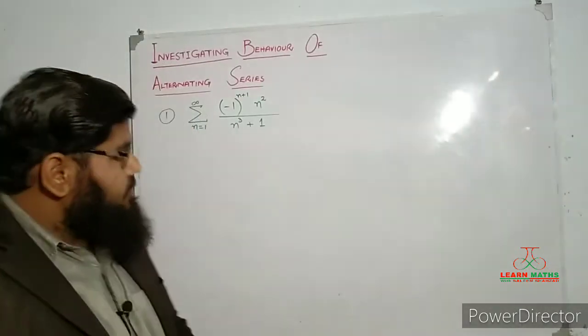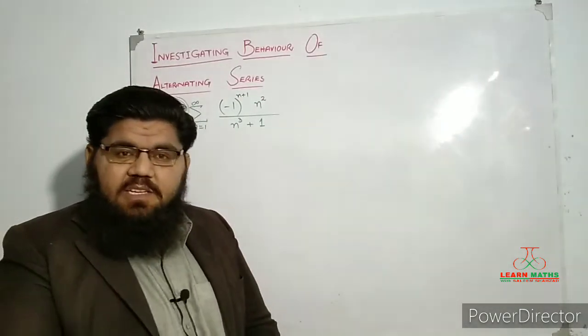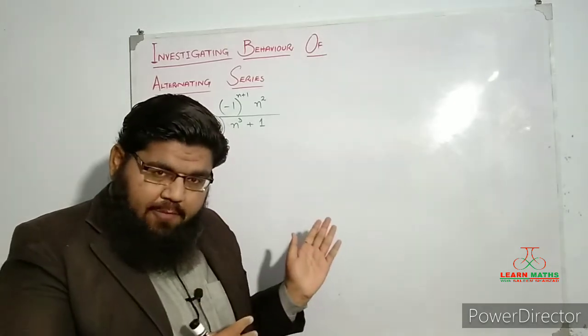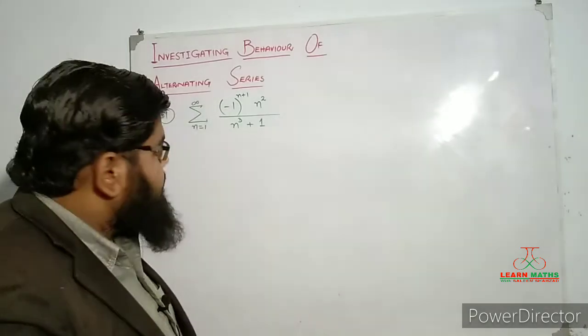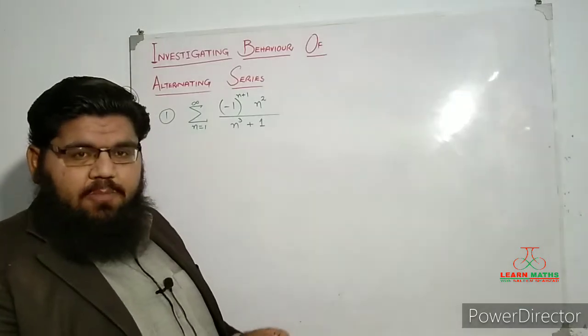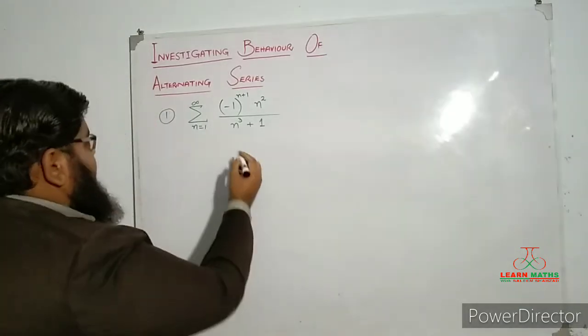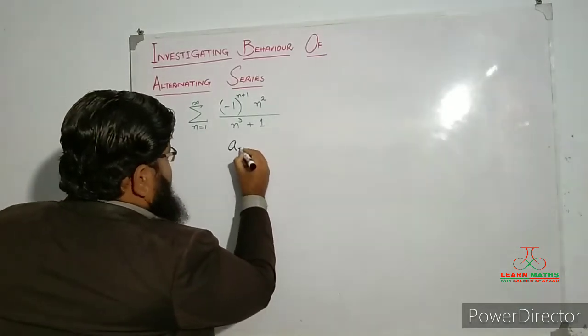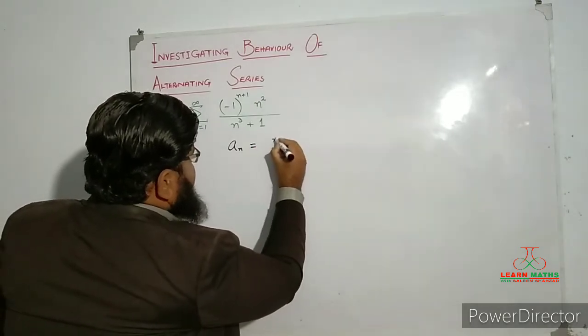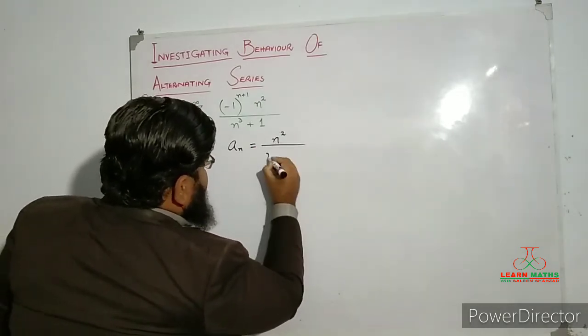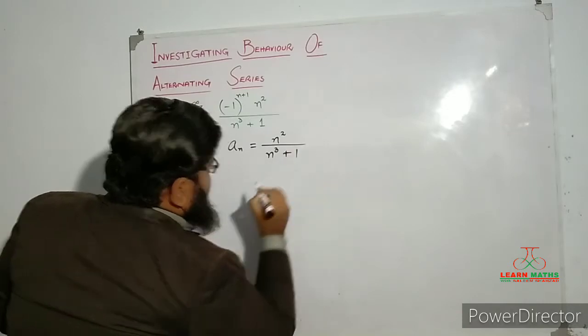Okay students, now here we have another example of an alternating series. Let's see how it will behave, whether it will converge or diverge. If you look at the general term of the series, if I write it as a_n, the general term here is n square over n cube plus 1.